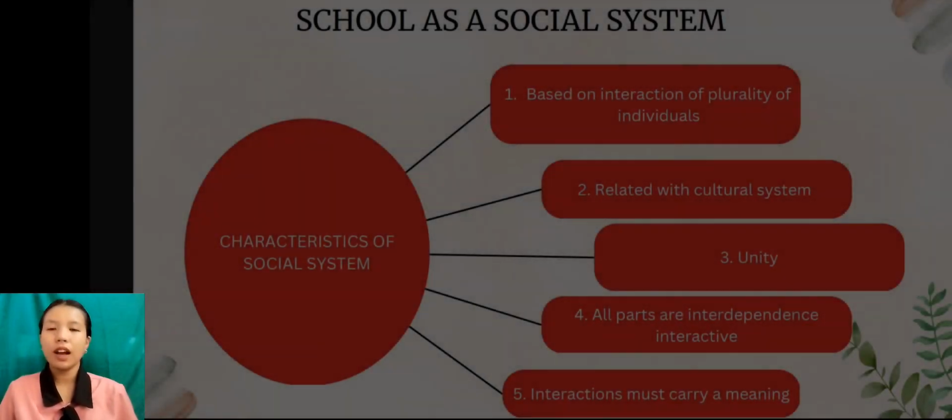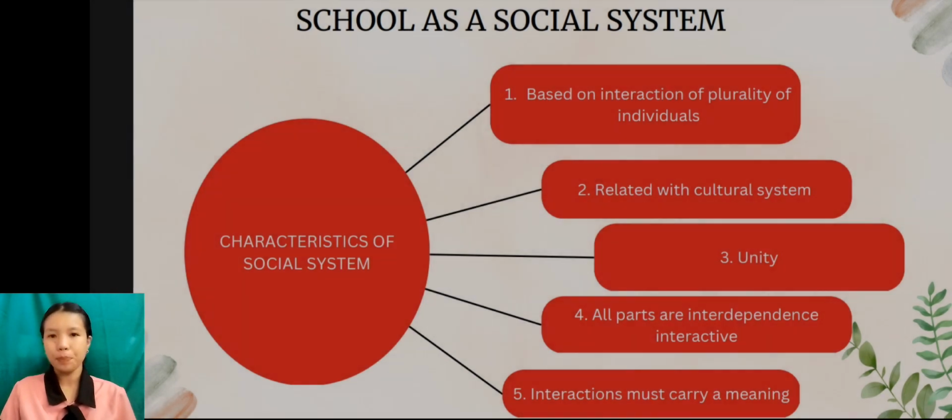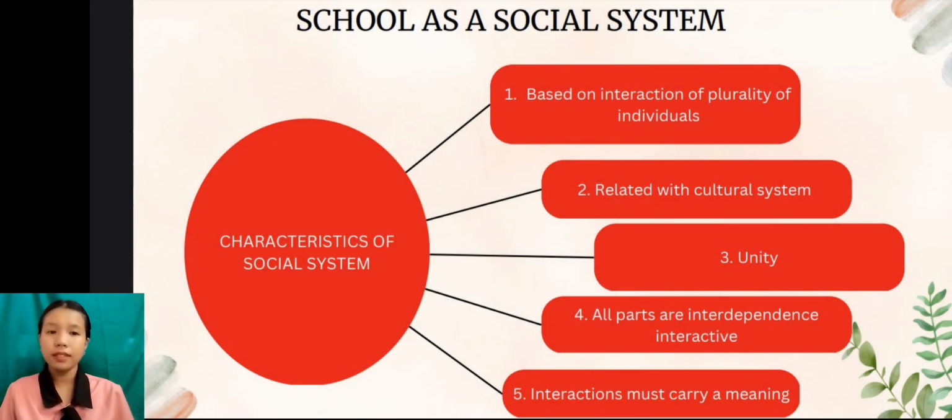Now let's proceed to the characteristics of social system. The first characteristic is that it is based on interaction of a plurality of individuals. This is related to the term diversity, which means that we live in a diverse world and we live in a diverse community. The second characteristic is related with cultural system. Each major social institution shares part of their structures or distinct set of ways, it is part and parcel for the complete fulfillment or success of our particular goal.